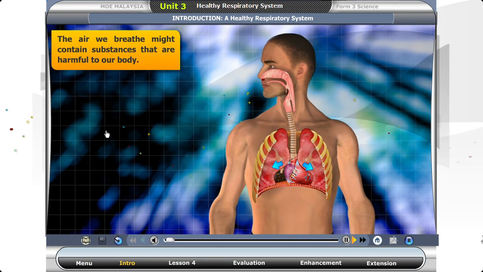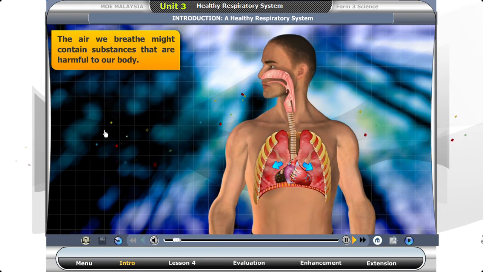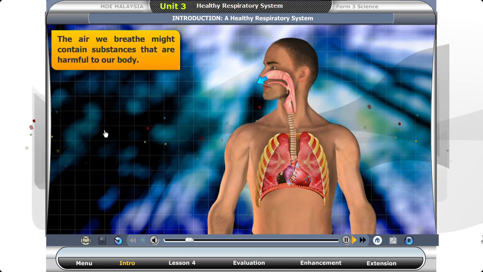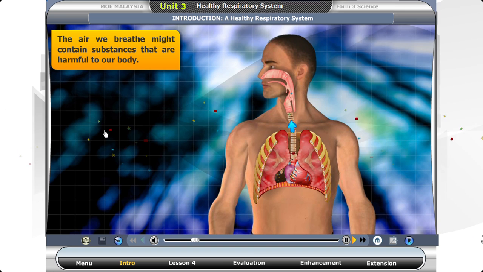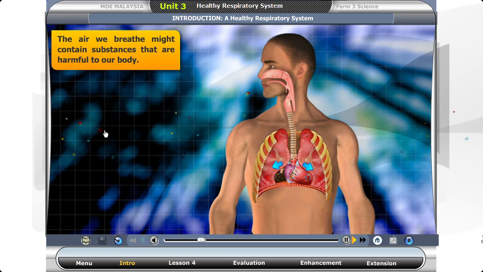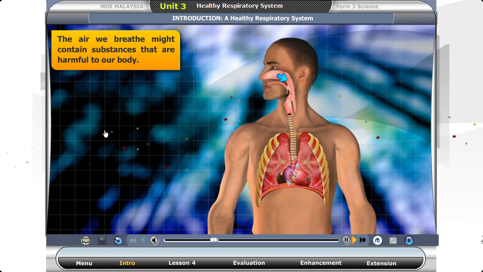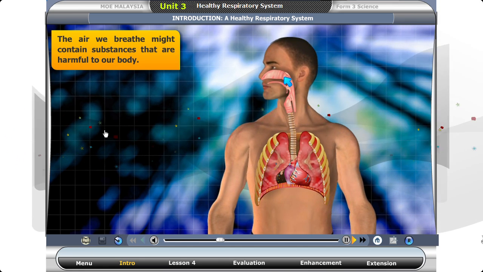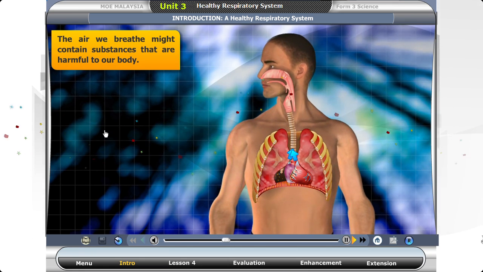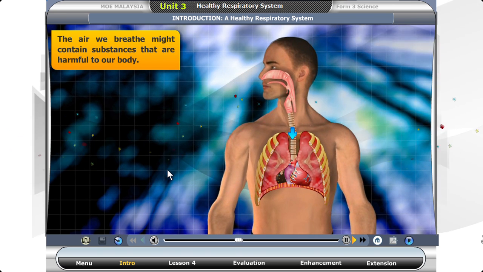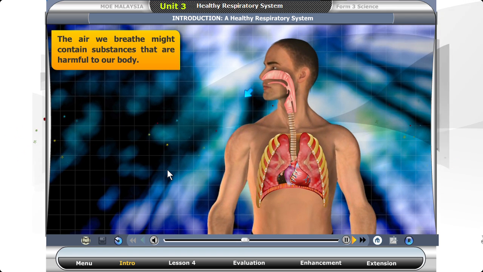As you have already learned from previous lessons, breathing allows the body to inhale oxygen and exhale carbon dioxide. We breathe through our mouth and nose. The oxygen from the air we breathe travels down to our lungs. The lungs exchange oxygen with carbon dioxide that we breathe out. The air we breathe might contain substances that are harmful to our body.